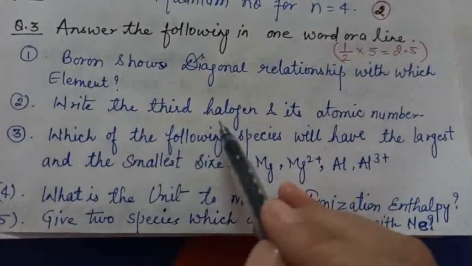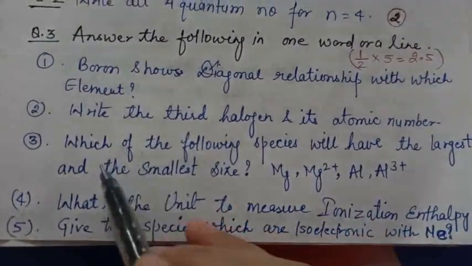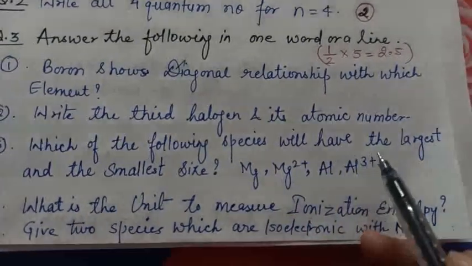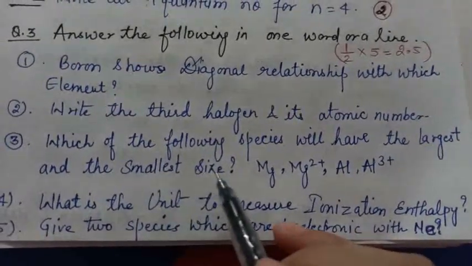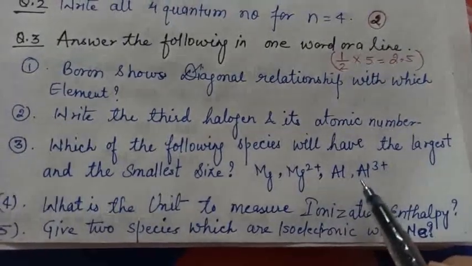Here the name of the halogen and its atomic number, both things should be correct to get half mark. Third question is, which of the following species will have the largest and smallest size? There are 4 species given, 2 are atoms and 2 are positive ions.